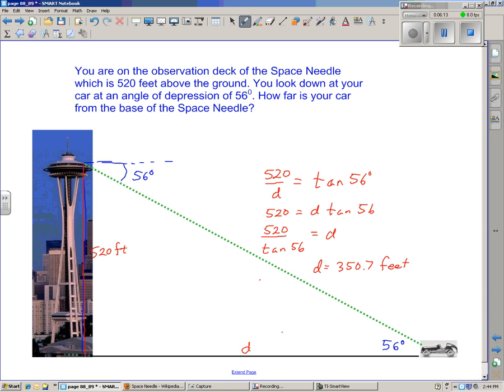So the main thing is to be able to interpret the problem, draw a good right triangle picture, label things, label the sides, label the angles that you know, and then set things up just the way we've been doing with other problems. That's the end.